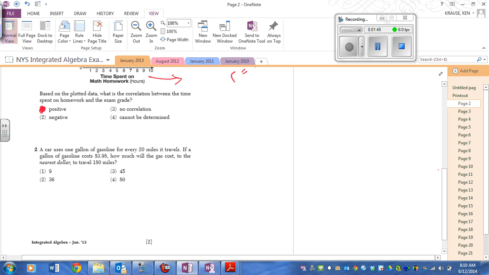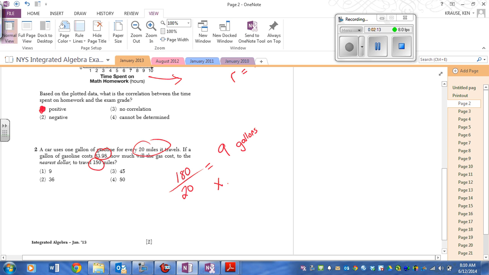All right, next question. This question has to deal with miles per gallon. Right now we're getting 20 miles per gallon. We're going to travel 180 miles, and the gas costs $3.98 a gallon. So the first thing I'm going to do is figure out how many gallons we're going to use. We're going to take our total mileage that we're driving and divide it by how many miles we get per gallon. And that says, okay, we're going to use 9 gallons of gas.